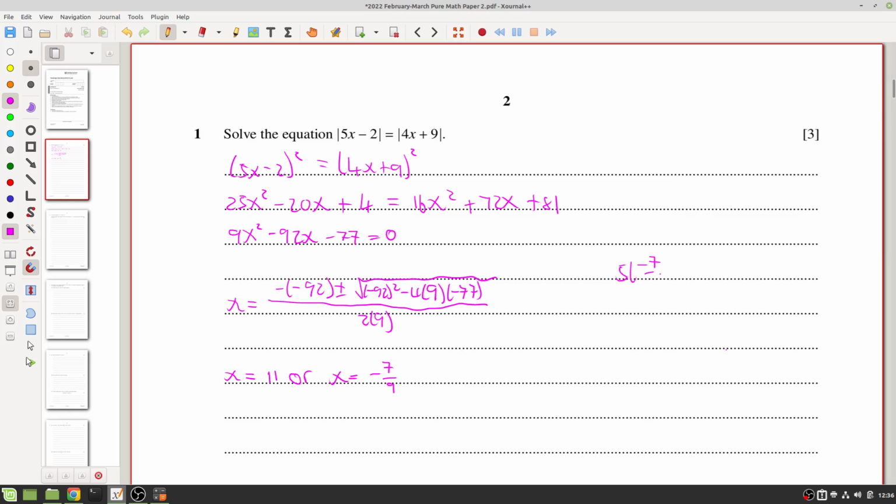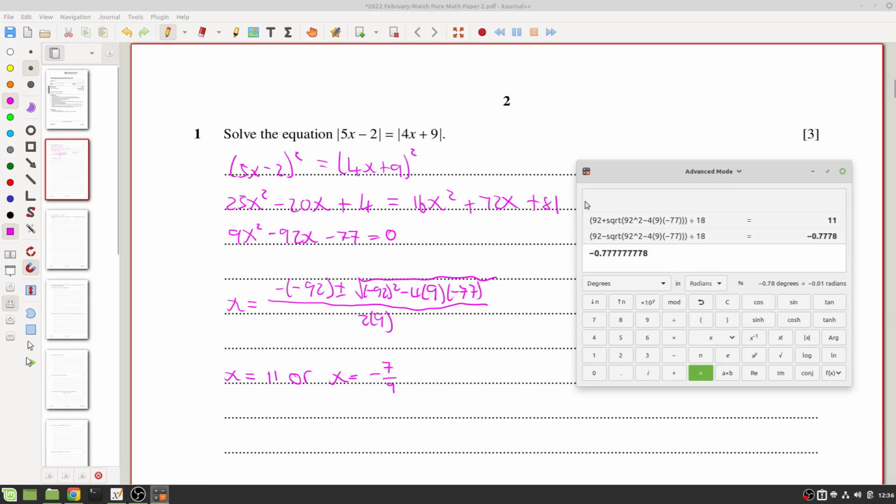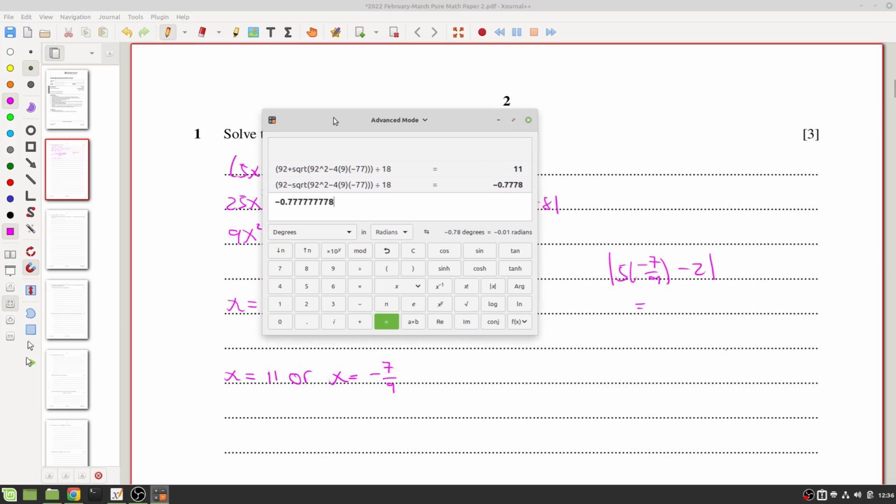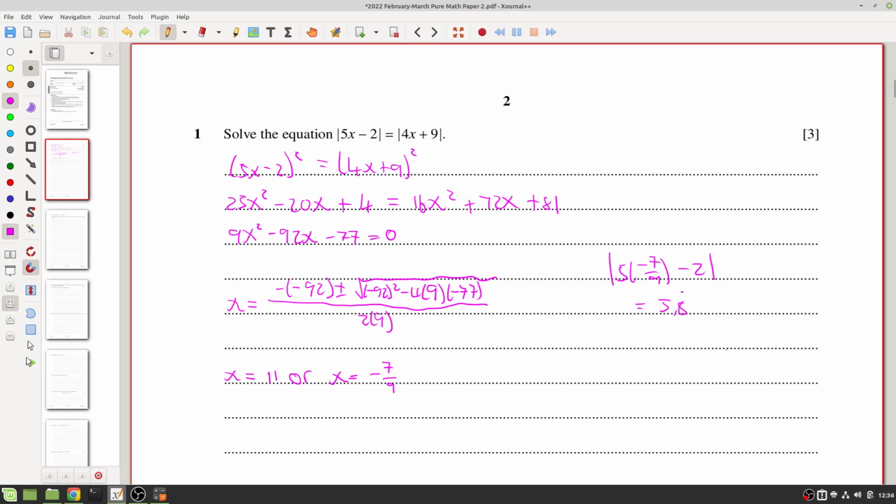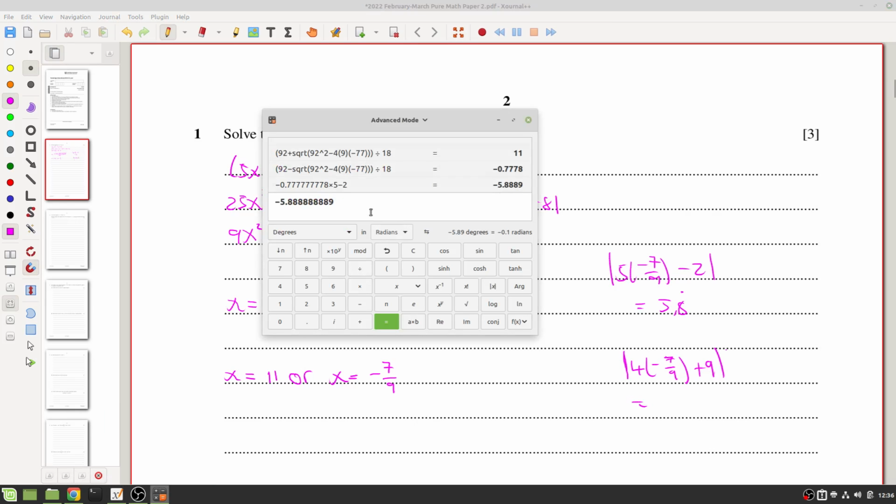So 5 times negative 7 over 9 minus 2, absolute value of that. So let's quickly figure that one out. So it's this times 5 and then minus 2. So that gives us negative 5.8 recurring. Absolute value of that is positive 5.8 recurring. And then we'll also test 4 times negative 7 over 9 plus 9, the absolute value of that. And let's just make sure if that works.